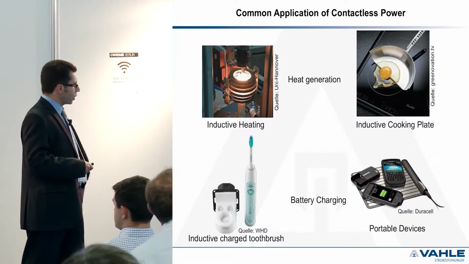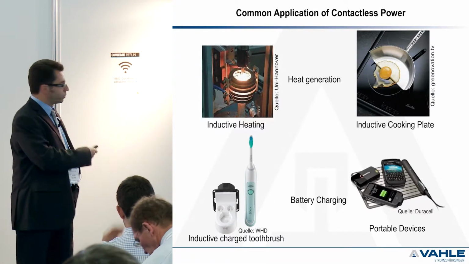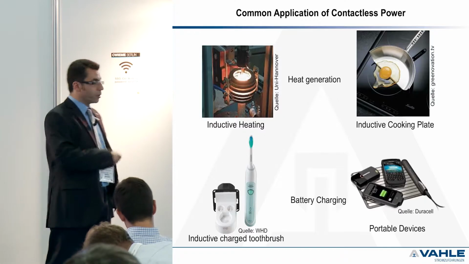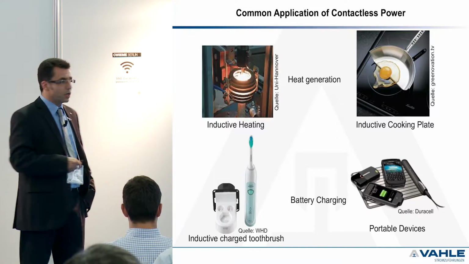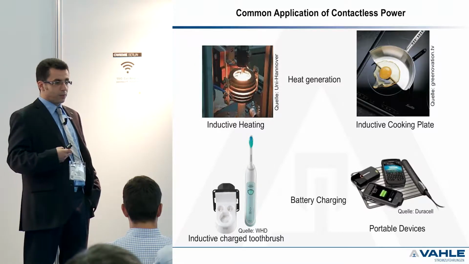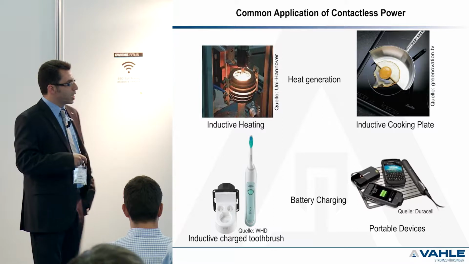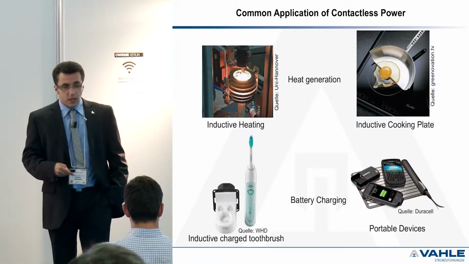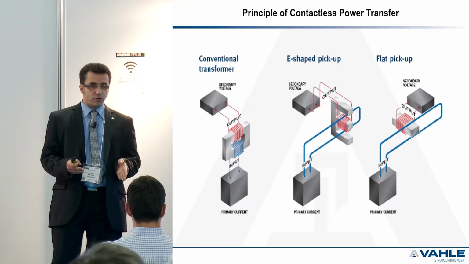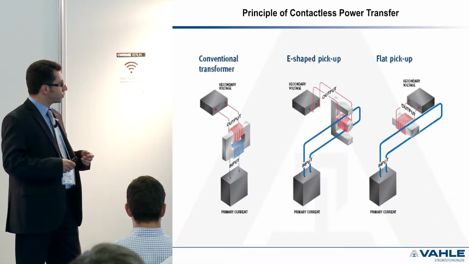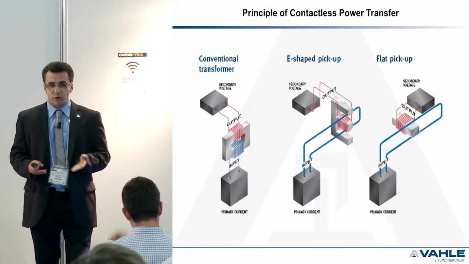So what we are doing is, for example, like in a charging station of a toothbrush, or for portable devices, which is done lately in the newest smartphones. This is actually the lowest power you can think of in such applications, but we are going into the higher powers. What we do is take a normal transformer, as you all know, and just split the core. You just have to open the core, then you've got an air gap transformer.